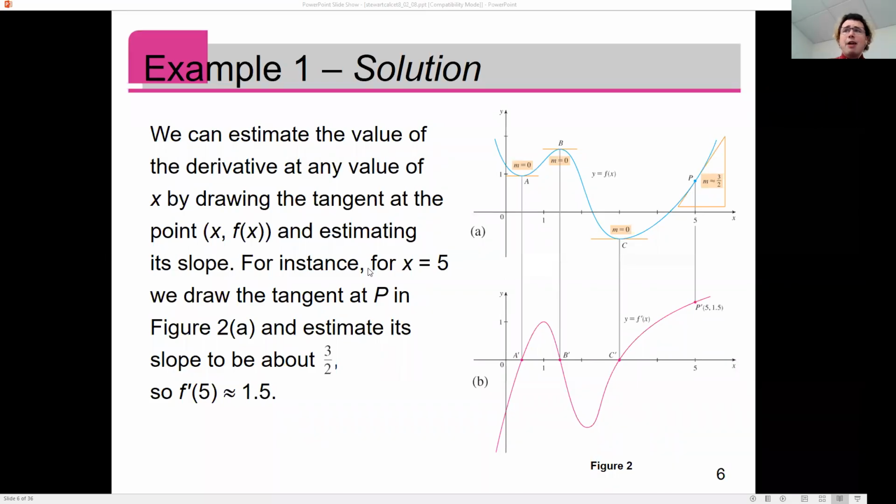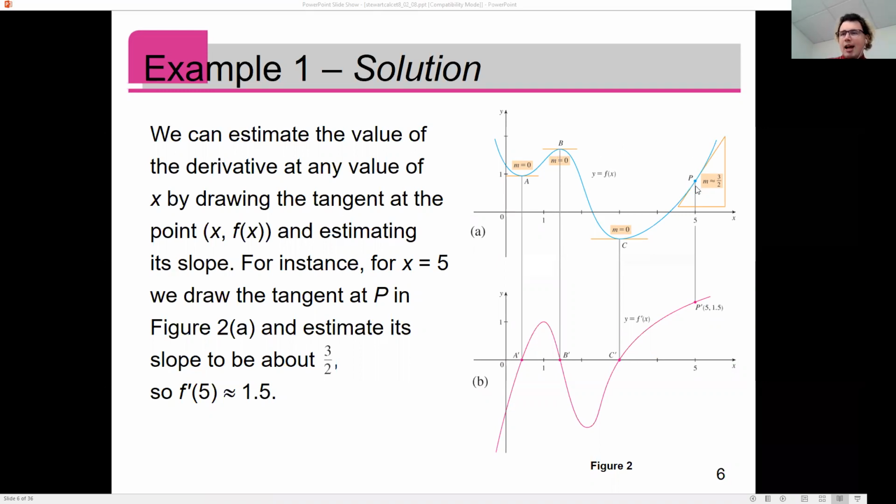I can do a little bit better than that too. So I've confined the places where the derivative must be 0, because those are the places where the tangent line is horizontal or has 0 slope.